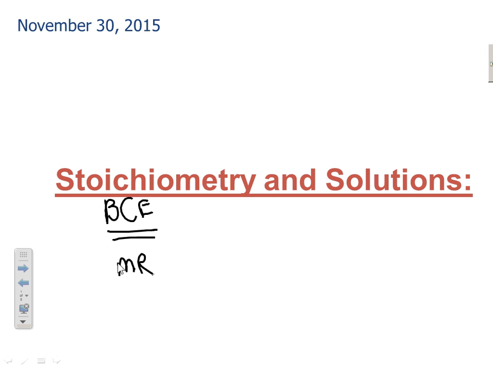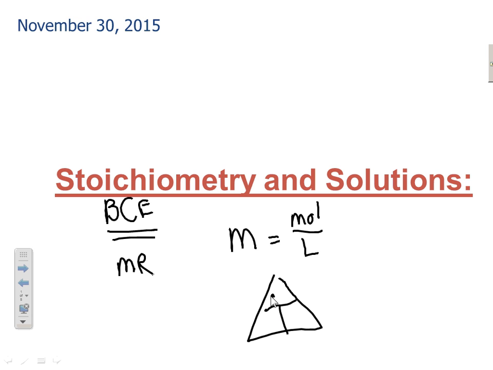we're going to be using information that involves solutions, which means we're going to be using molarity, right? Remember, we've learned that molarity is the concentration we use as chemists because it tells us how many moles are in 1 liter of solution. So we can easily create our triangle from our units as we normally do: moles, molarity, capital M, and liters.